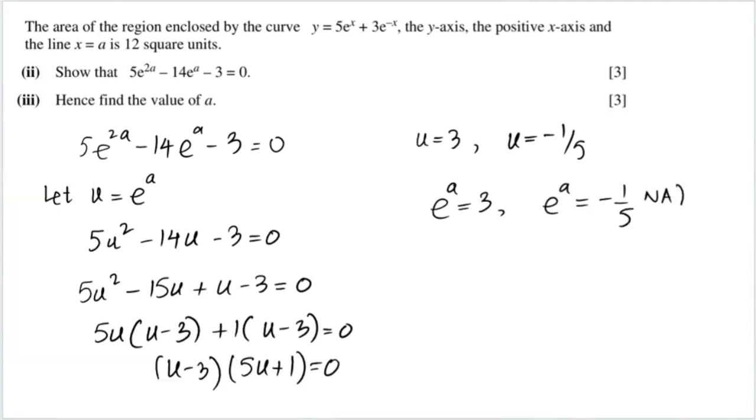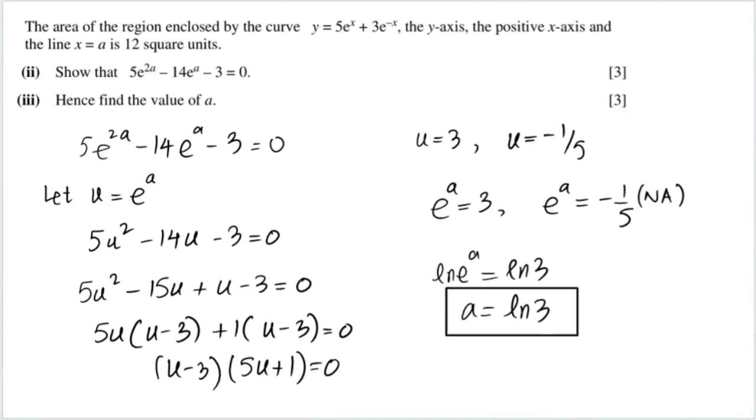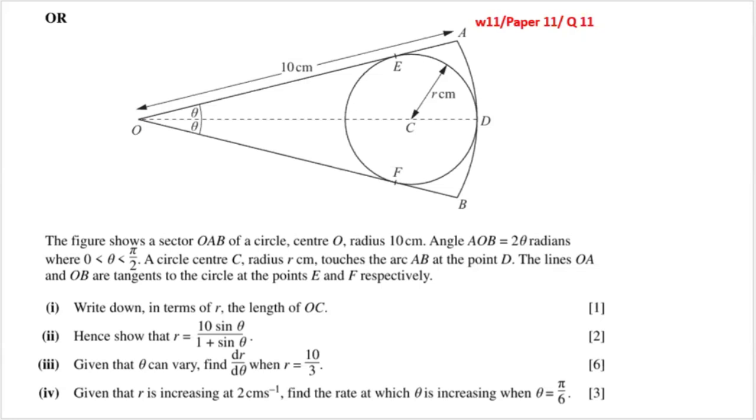This will not be possible, as you know that exponentials are never negative. And another reason is if you apply logarithm on this equation, this will turn out to be an undefined equation. So here I can say, if I apply natural log, a will be the natural log of 3, and that is the value of a. And this one is from Winter 11, paper 1-1, question 11. Try it on your own, and later you can confirm your answers.